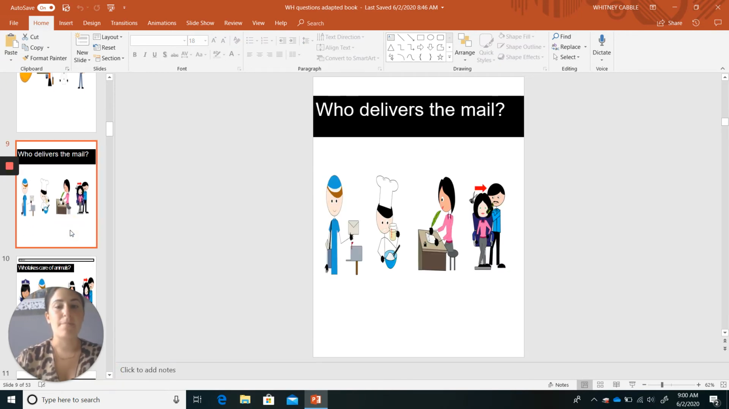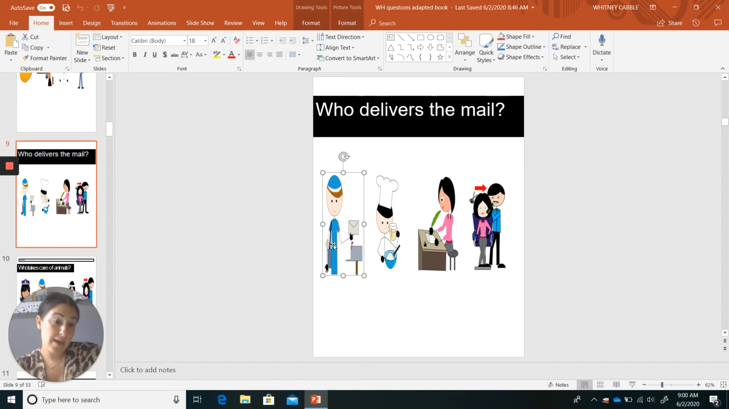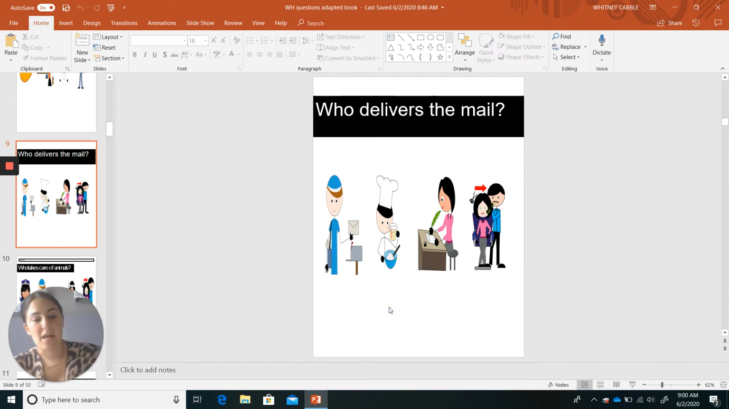Okay, who delivers the mail? Who delivers the mail to your mailbox? Is it a mailman? Is it a baker? Is it a teacher? Or is it a hairdresser? He's cutting her hair. Who delivers the mail? Point to the right person.